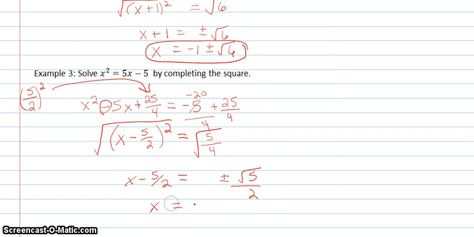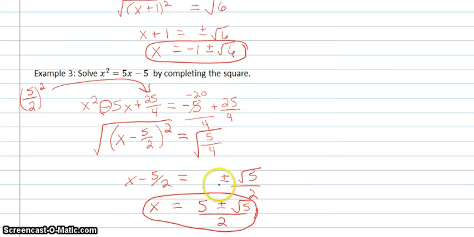So x equals 5 plus or minus the square root of 5 over 2. And that would be our final answer. And they already had common denominators, so that's why I was able to just write the 5 plus or minus the square root of 5 all over 2.